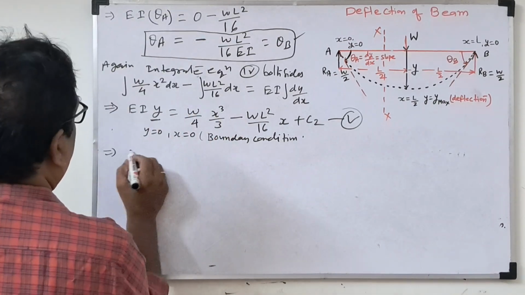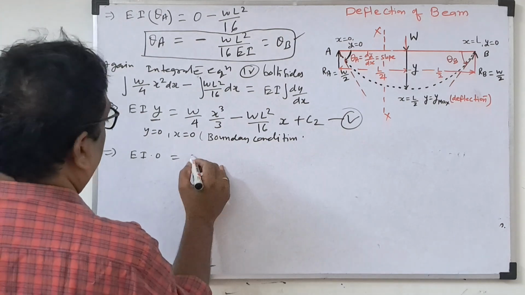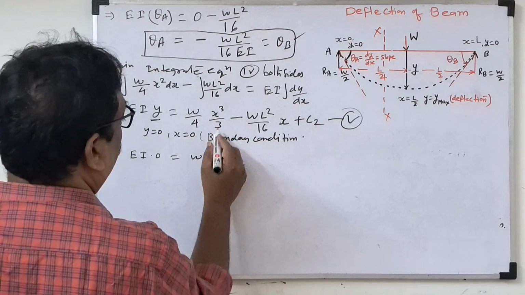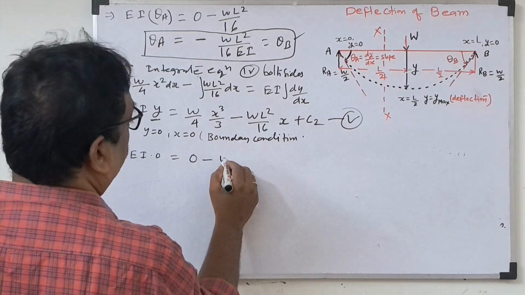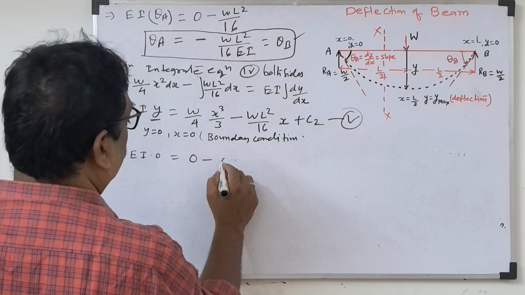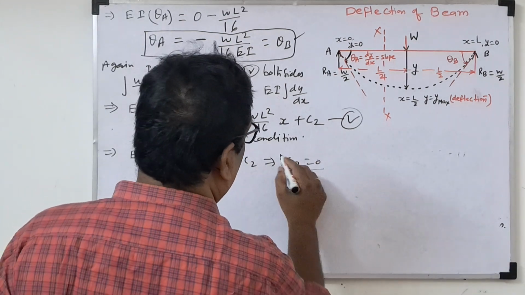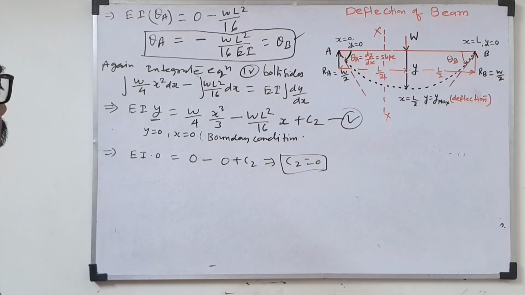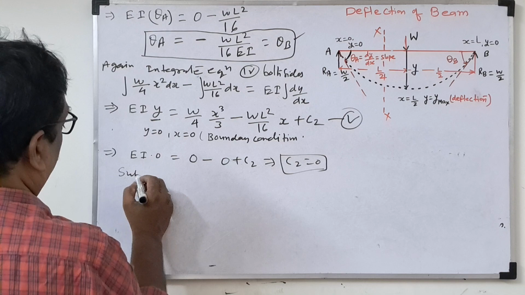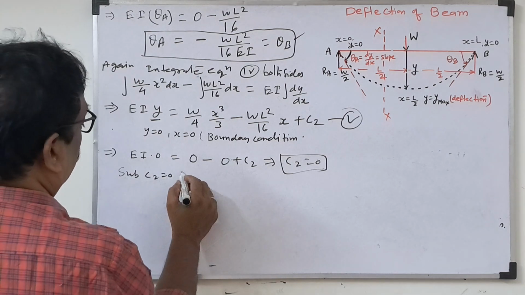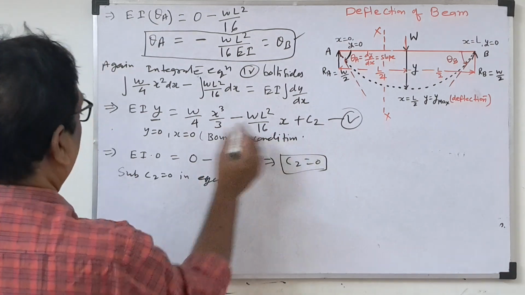So that implies EI into 0 is equal to W x equal to 0, so this term will also come 0 minus 0 plus C2. So that implies C2 is equal to 0. Now C2 equal to 0, we will substitute in equation 5. What will we get?